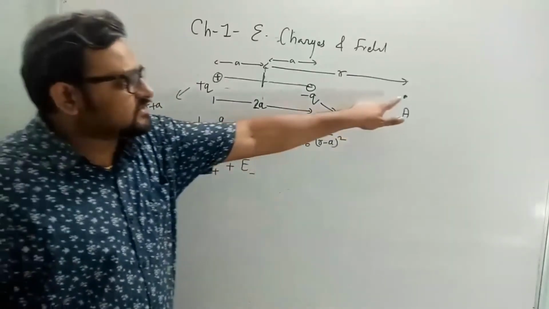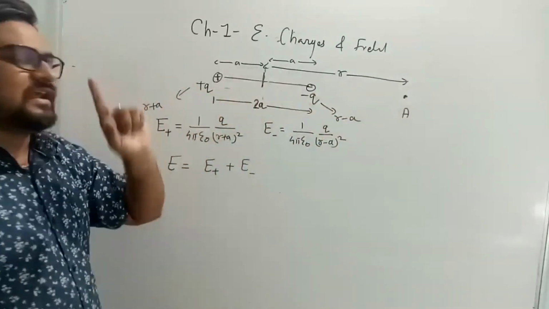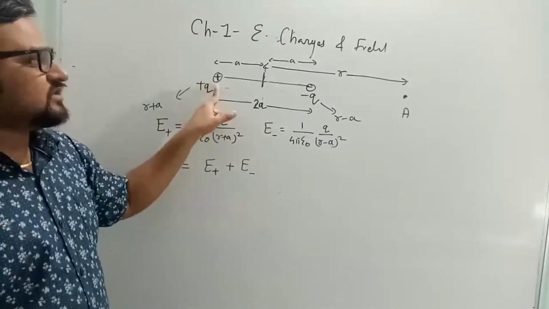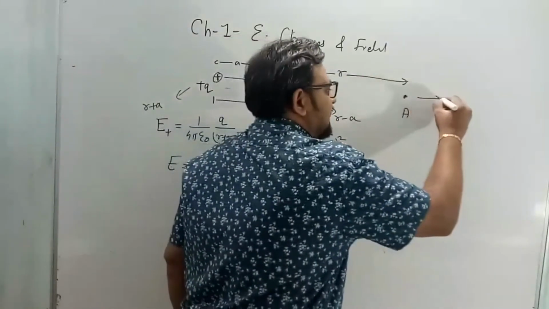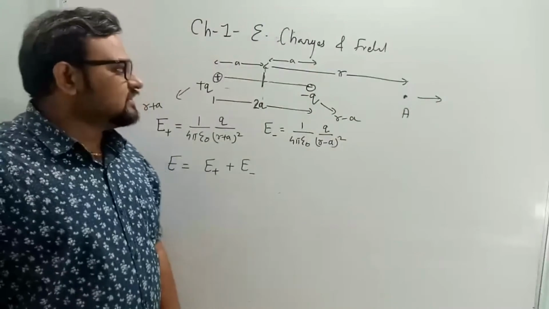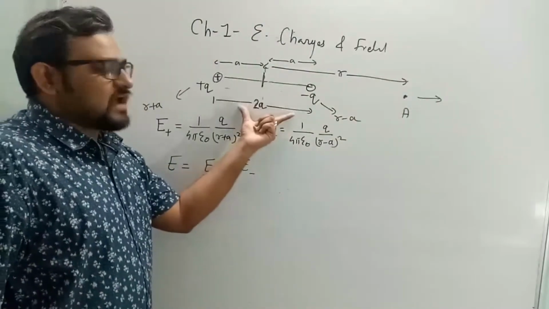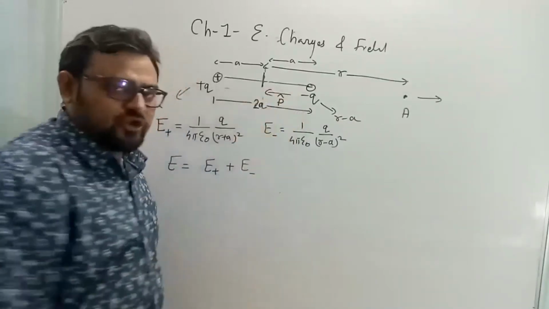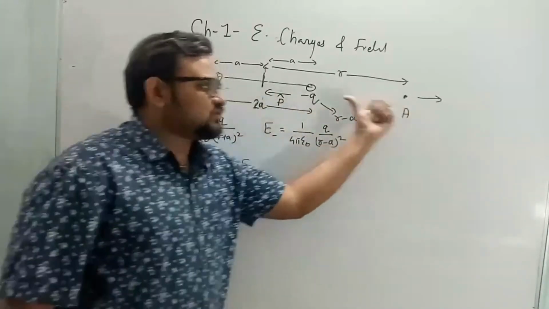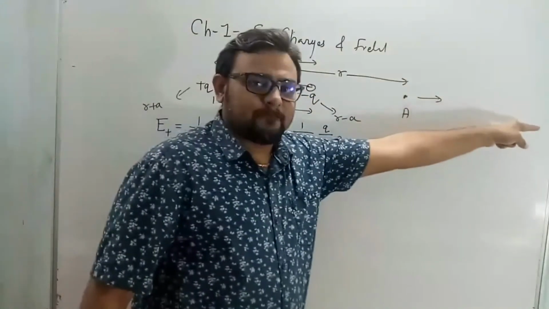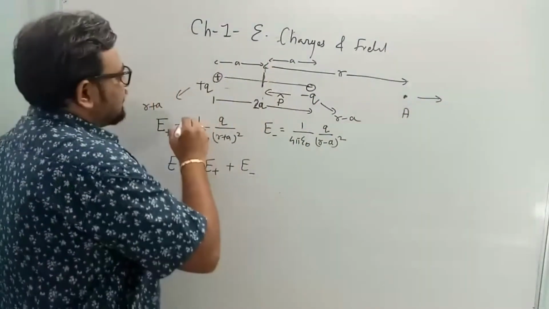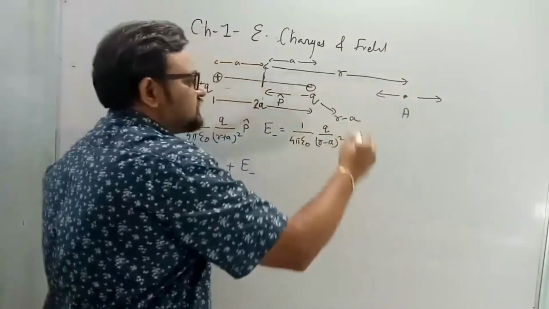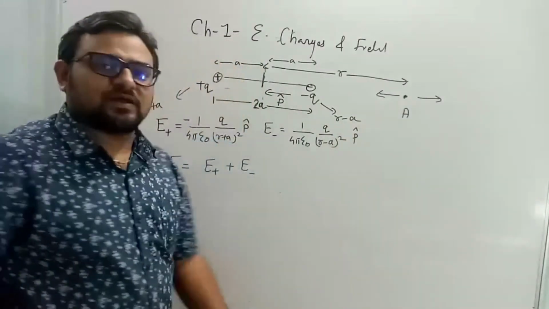Now at this point, what is the direction of electric field due to plus q? Positive charge electric field is away, so in this direction. Clear? What is the direction of dipole? From negative to positive. This is the direction of p. Unit vector, I am taking only direction. So if this is p, this will be minus p. So same direction, this is plus p.